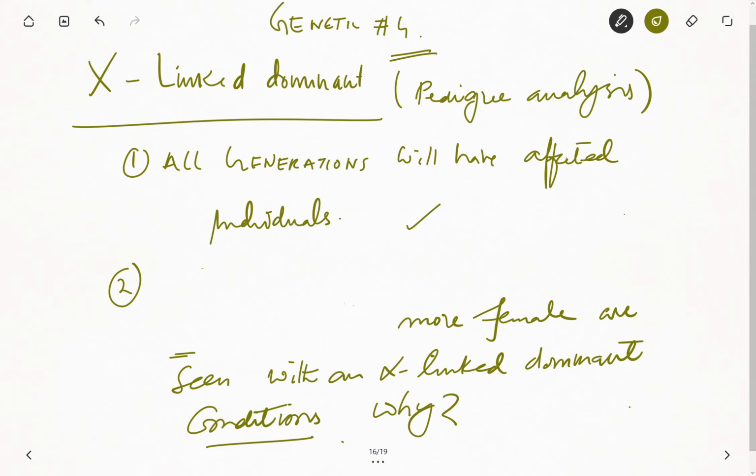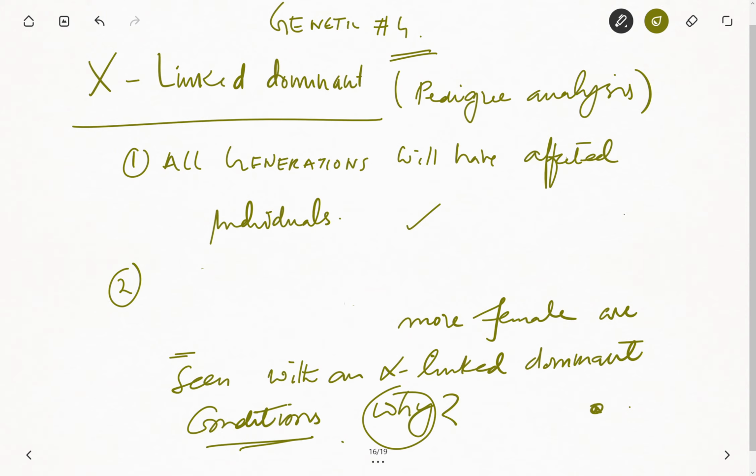The second thing is that more females are seen with an X-linked dominant condition. If you analyze a pedigree, you will see more and more female patients who are alive, and on the male side you can see many abortions. So why do we see more female patients with the condition?